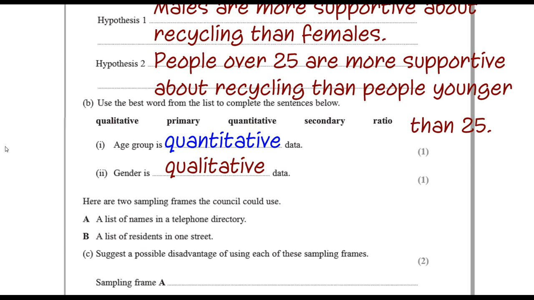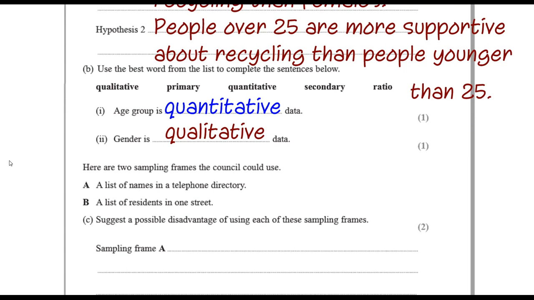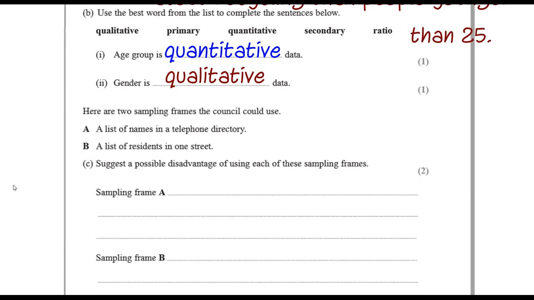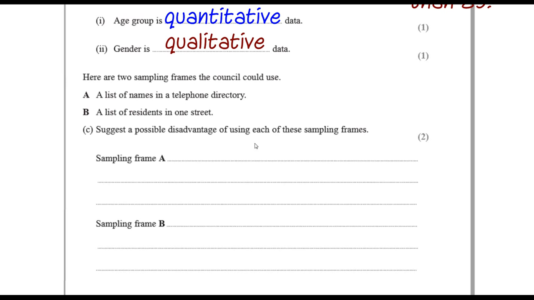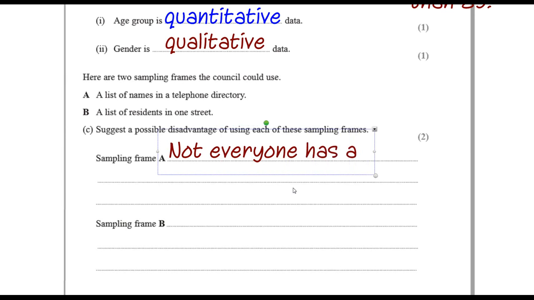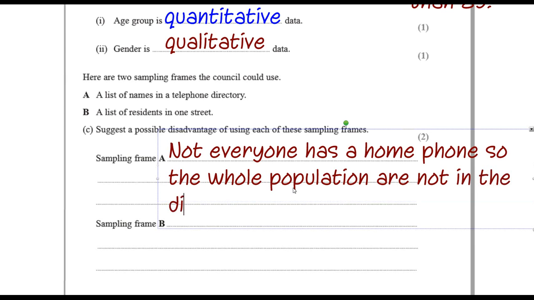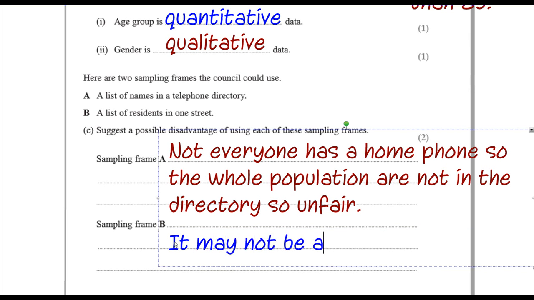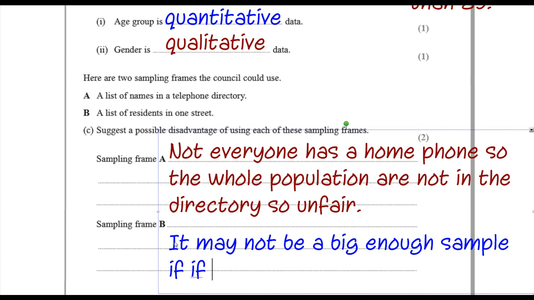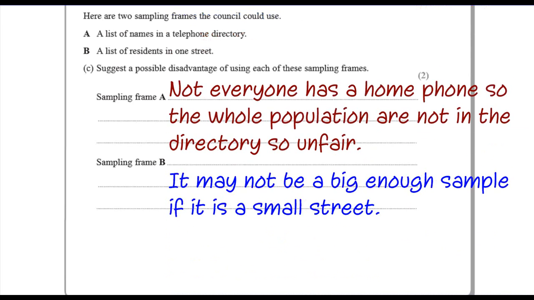Here are two sampling frames the council could use. A. List the names in the telephone directory. B. A list of residents in one street. Suggest a possible disadvantage of using each of these. So not everyone has a telephone or a home phone. So the whole population are not in the directory. So unfair. That's the first one. It may not be a big enough sample if it is a small street. Okay, so that's that done.